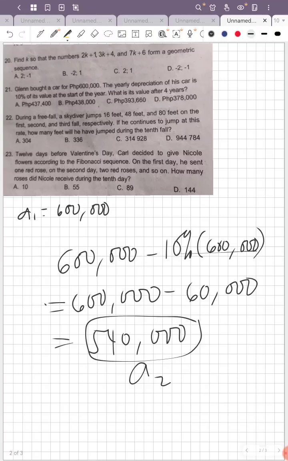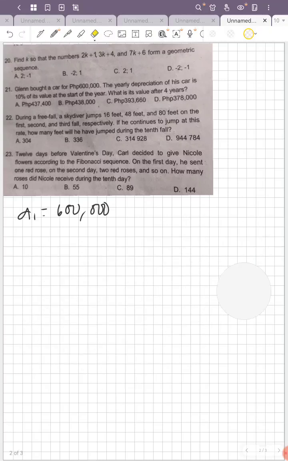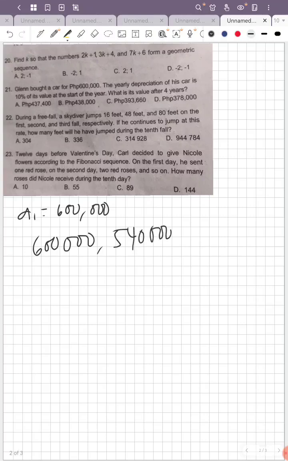So we now have A sub 1 is 600,000. A sub 2 is, we'll just write it like that, then A sub 2 is 540,000. The question would be, what is its value after 4 years? So this is after 1 year, the A sub 2. So the A sub 3 is after 2 years. The A sub 4 is after 3 years. And the A sub 5 is after 4 years. So what we're gonna solve would be the A sub 5, because it is the after 4 years value.